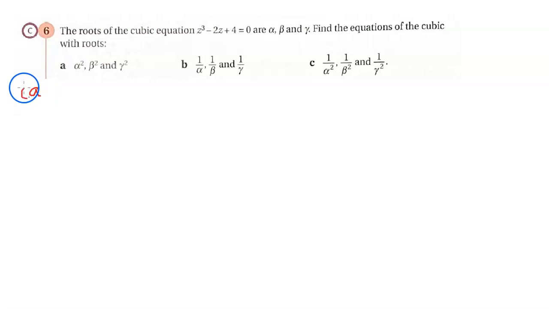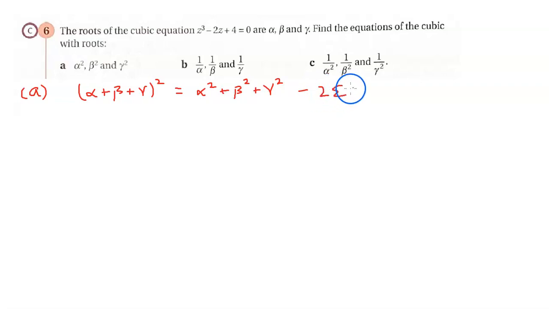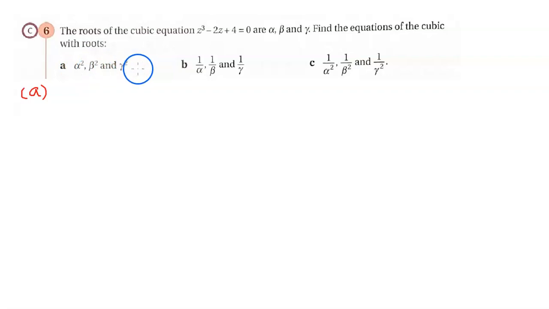You can actually go about this in a couple of ways. You can consider (alpha plus beta plus gamma) squared equals alpha squared plus beta squared plus gamma squared plus 2 times the sum of alpha beta. So you could go ahead and do it this way using algebra, but I'm going to do it using substitution. You can take any one of these letters, it doesn't matter which one. I'm going to take alpha, for example, and then end up with something about alpha squared.